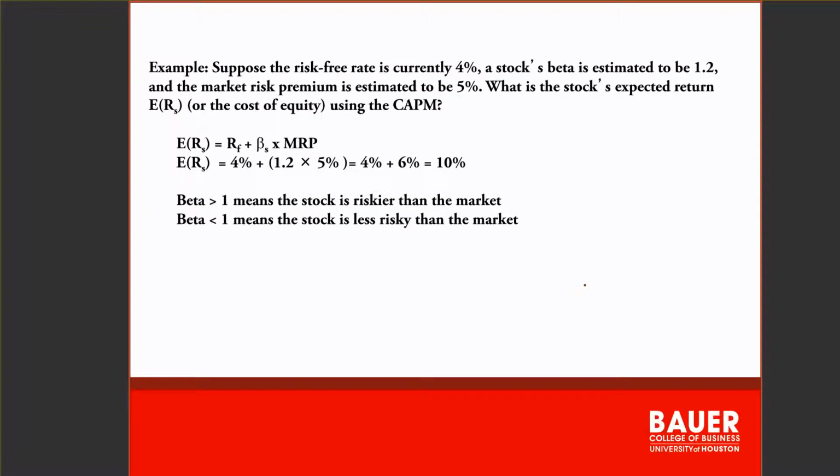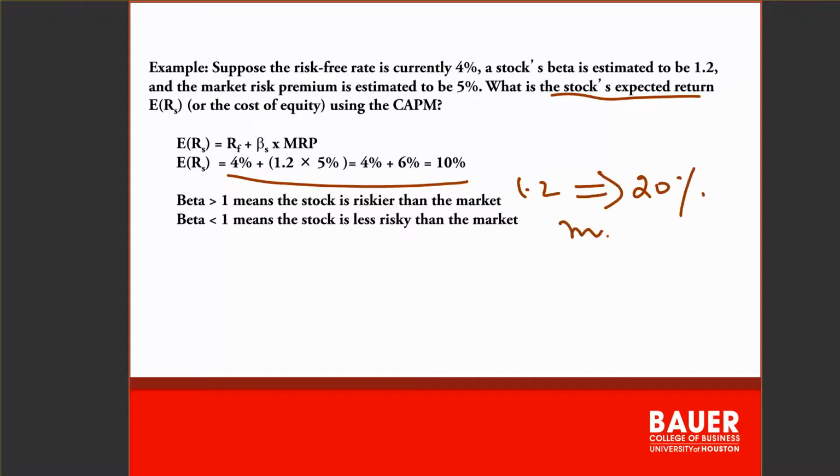Let's just do one final example before we stop this module. Suppose the risk-free rate is 4%, beta is given to you as 1.2, and the MRP is given to you as 5%. What is the stock's expected return using the CAPM? Simply plug in these numbers and you get 10%. Beta greater than 1 means the stock is riskier than the market. In this case, 1.2 implies that it's 20% more risky than the market.